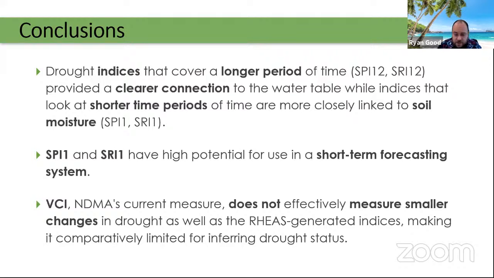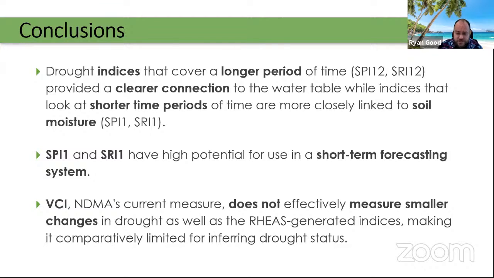In addition, I concluded that the Vegetation Condition Index currently used by the Drought Management Authority is comparatively limited in inferring drought status due to its inability to effectively measure short-term changes in drought conditions because it is limited by that vegetation lag. It does not pick up on short-lived drought events or the immediate end of drought events.